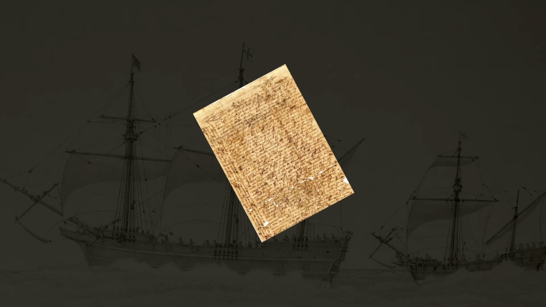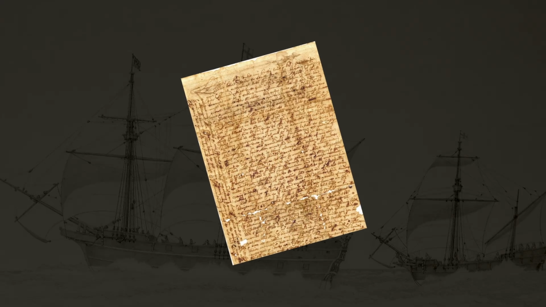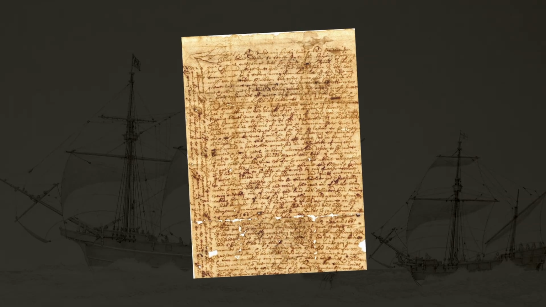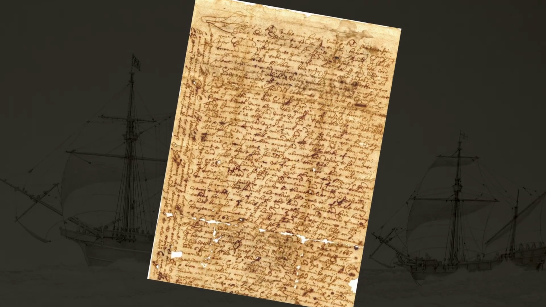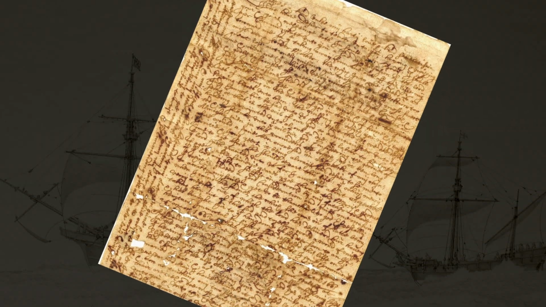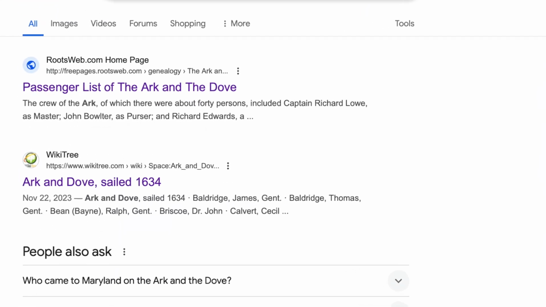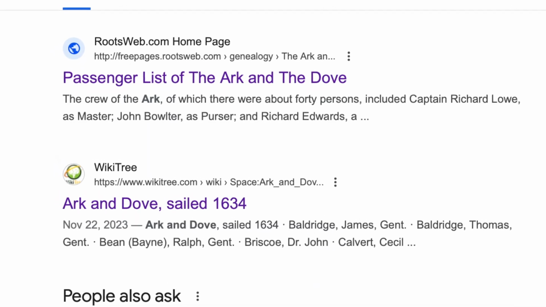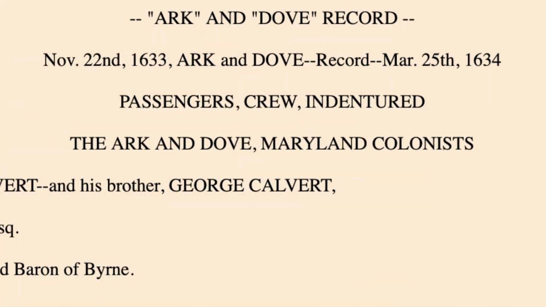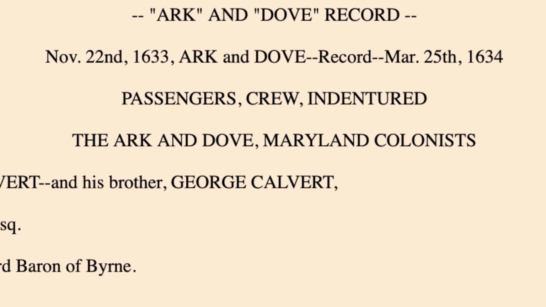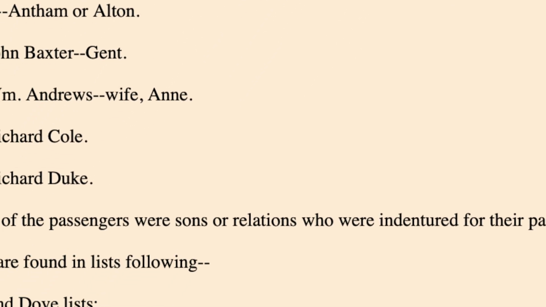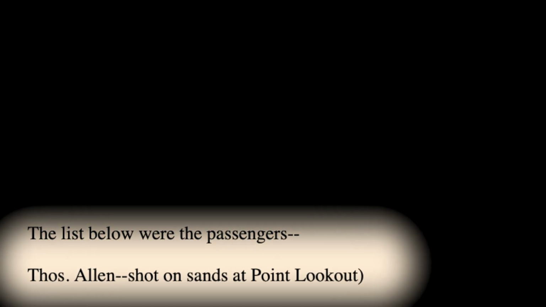We have the passenger list from the Ark and Dove, recorded back in March 25th of 1634. This is the official record. And if you search the official record for Point Lookout, it does show up one time. In the section where it says Ark and Dove lists, the list below were the passengers. The very first passenger, Thos Allen, shot on sands at Point Lookout. What that means, I have no idea.